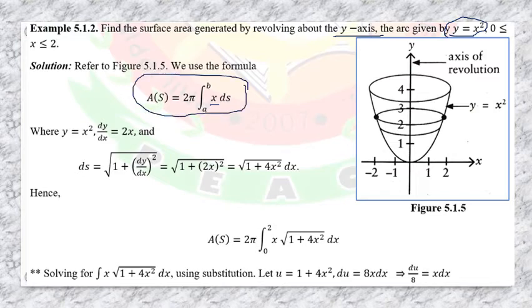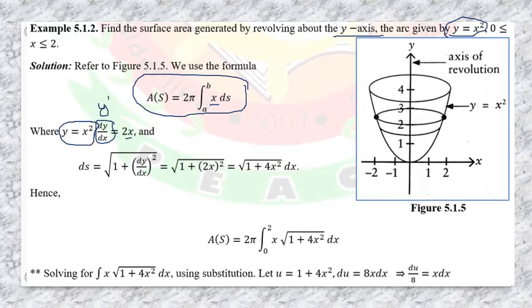So, na-discuss ko na ito kanina ha. So, which means, si x dapat yung in terms of x, which means kailangan yung arc natin is in terms of x din dapat. Okay, so where y equals to x squared, di ba ito yung arc natin? Y is equal to x squared. So, ang derivative ni x squared is 2x. So, dy over dx is just equivalent to y prime.